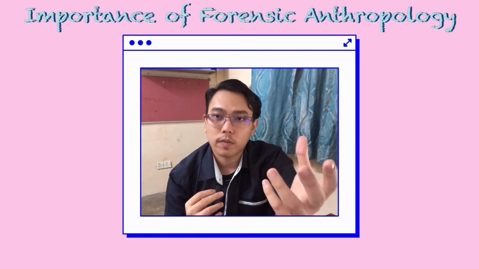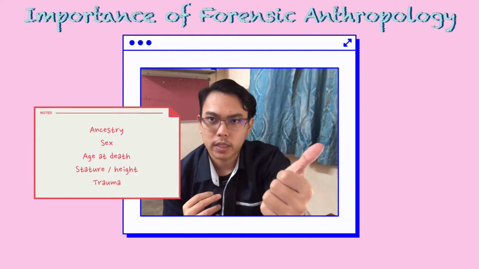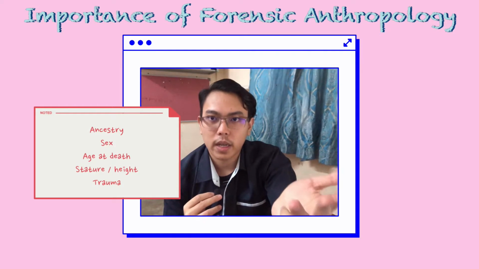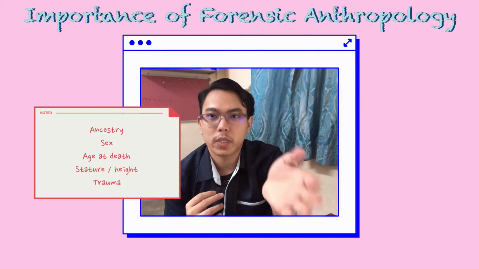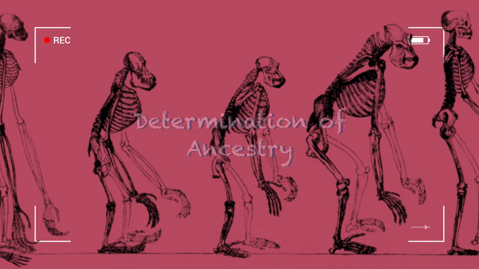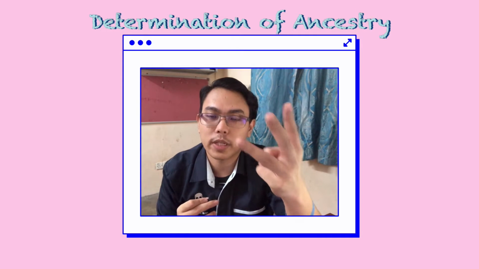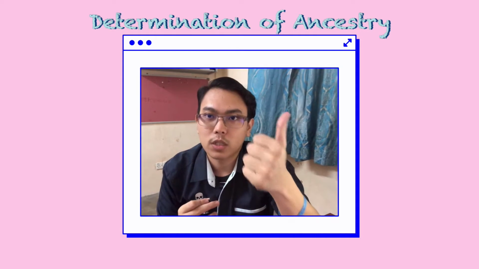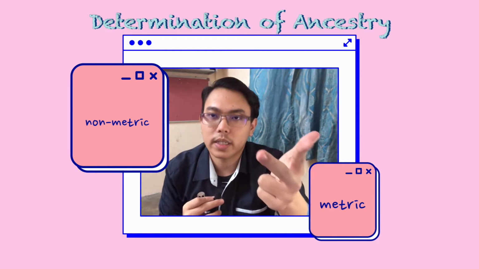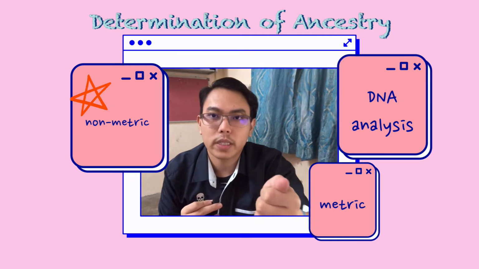The importance of forensic anthropology is to identify the ancestry, sex, time at death, height, and the trauma of the human remains. In ancestry determination, there are three approaches that we can use. Firstly, non-metric, then metric, and lastly, DNA analysis. But the most commonly used is the non-metric method.